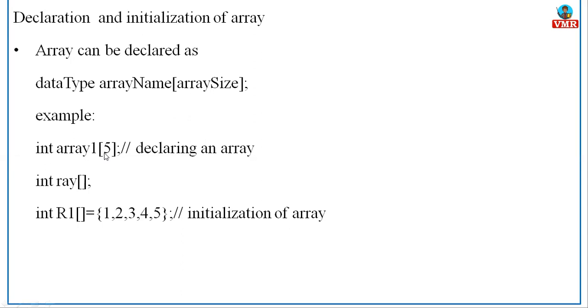So what I'm doing, I'm creating an array with the name array1. What is its size? I have given its size as 5. So this is nothing but your declaration. I'm declaring an array with some particular specified size here, right? I can't give more than this. I can give less than 5, but I can't give more than 5.